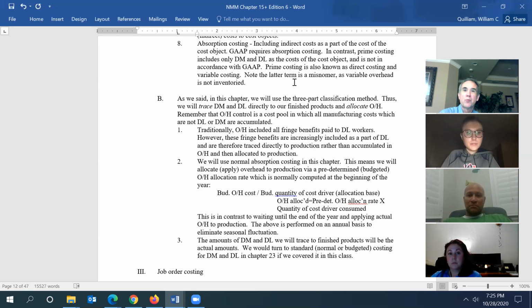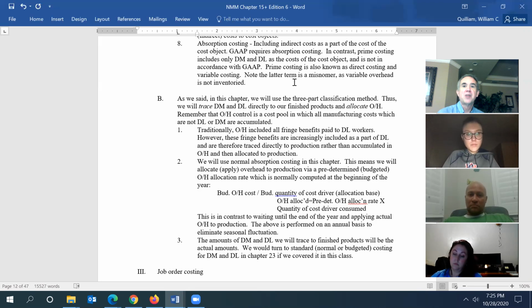GAAP requires absorption costing because GAAP does rule as we cost inventory, because something that will appear on the balance sheet. So GAAP says absorption costing, we have to include an allocation of overhead in the cost of what we produce. Now, by the way, in contrast, the term prime costing includes only direct materials and direct labor as a cost of the cost object. It's not in accordance with GAAP, so we're not going to use it.